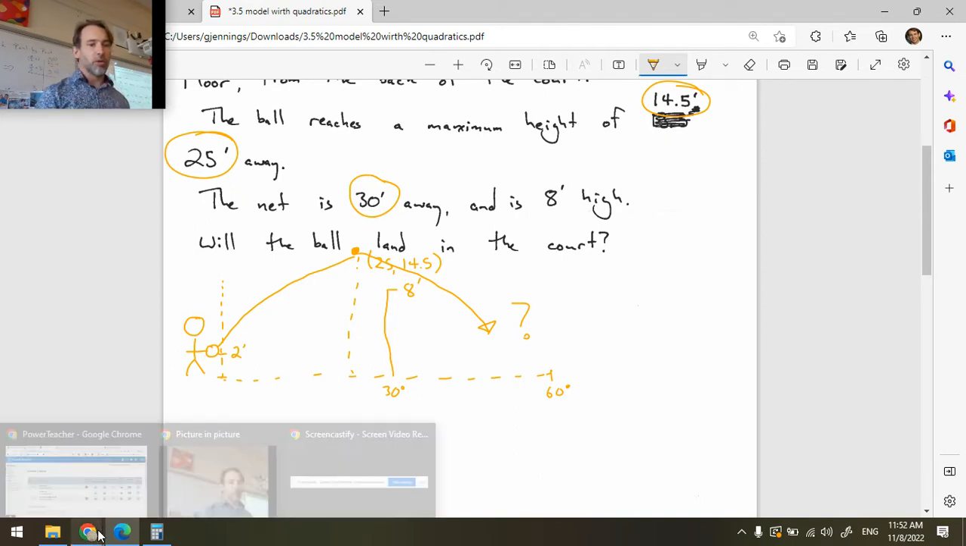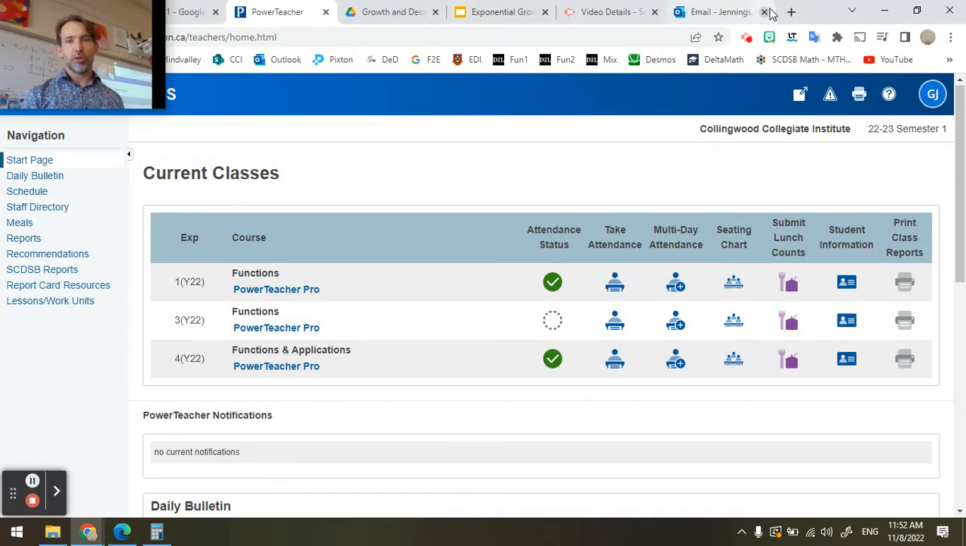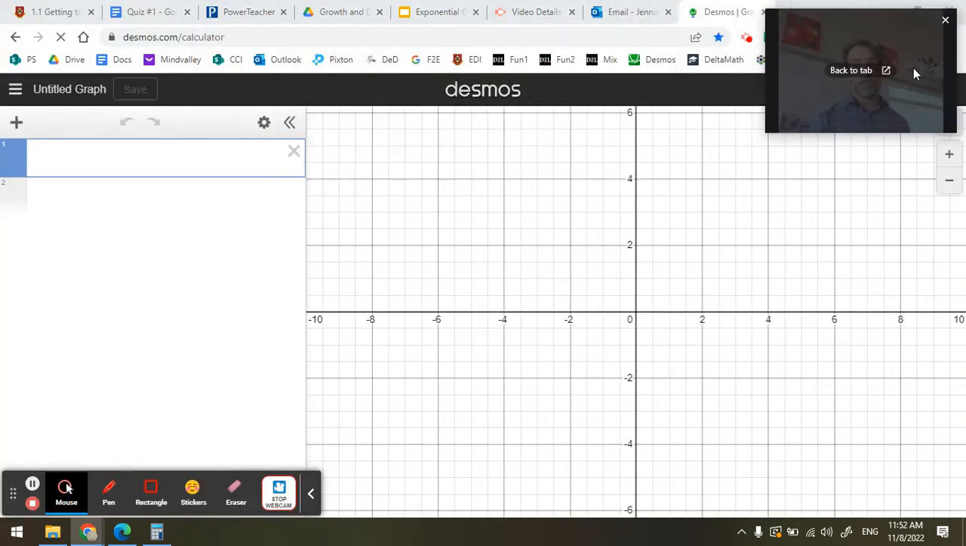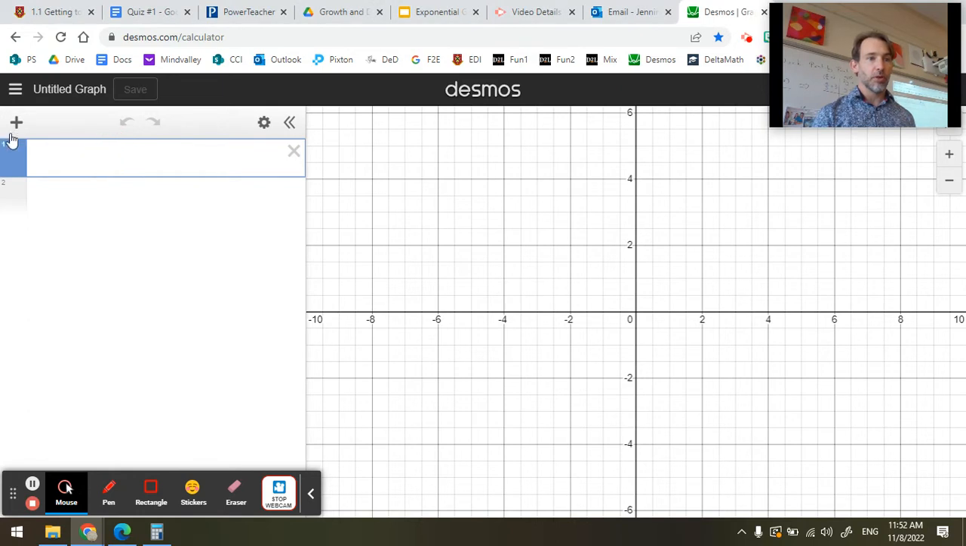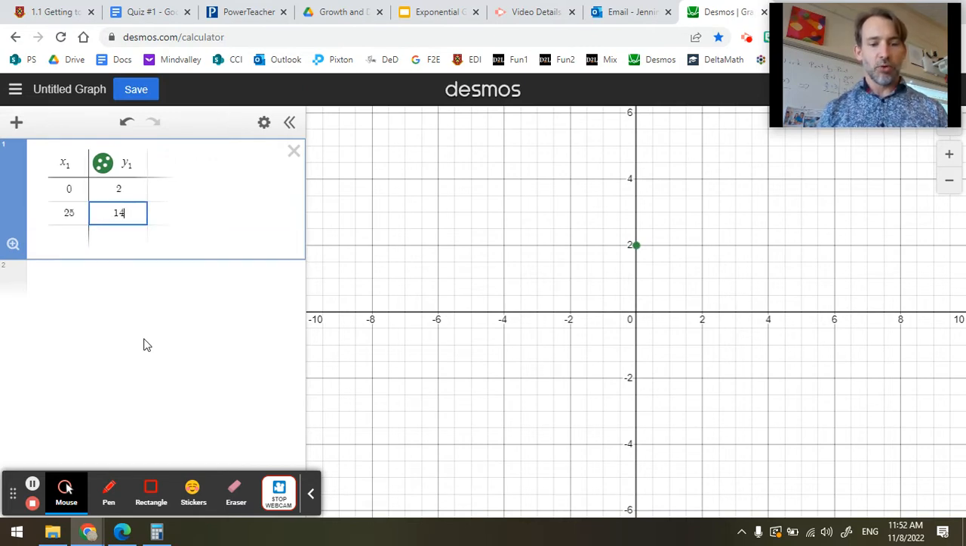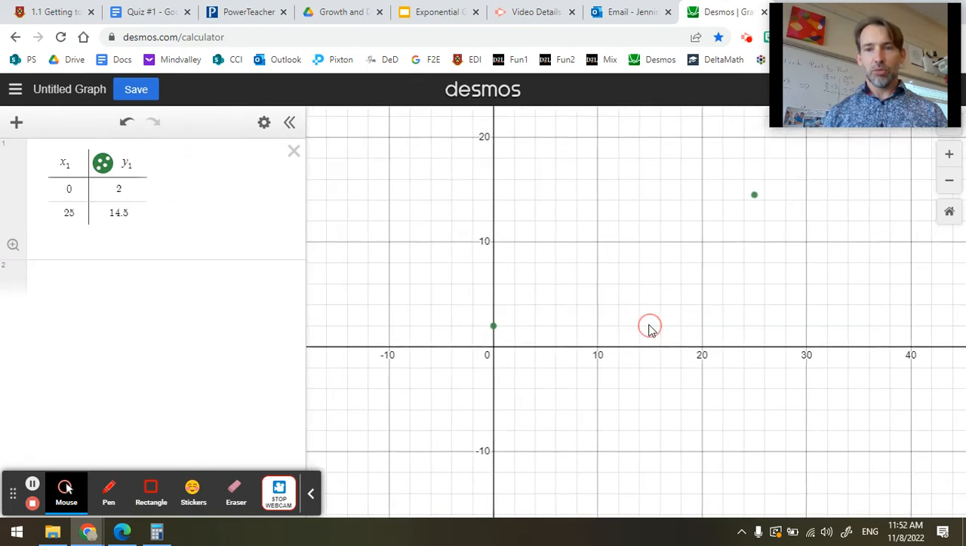Let's draw it a little more beautifully. We'll use Desmos to draw it more beautifully. I go in Desmos, and this is how you put a table into Desmos. This is useful if you want to do a more complex example, and you can even use this to analyze some of your textbook questions. I know it's hit from an x value of 0 and a y value of 2. I know that at an x value of 25, it's 14.5 high. And then I zoom out so I can see those 2 points.